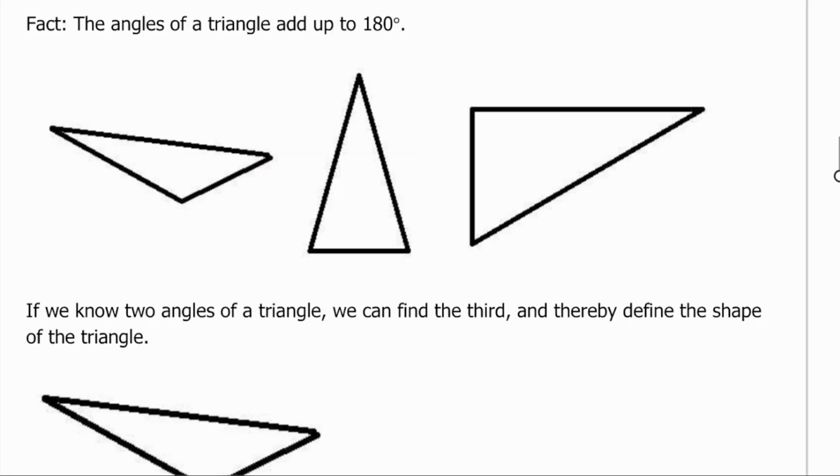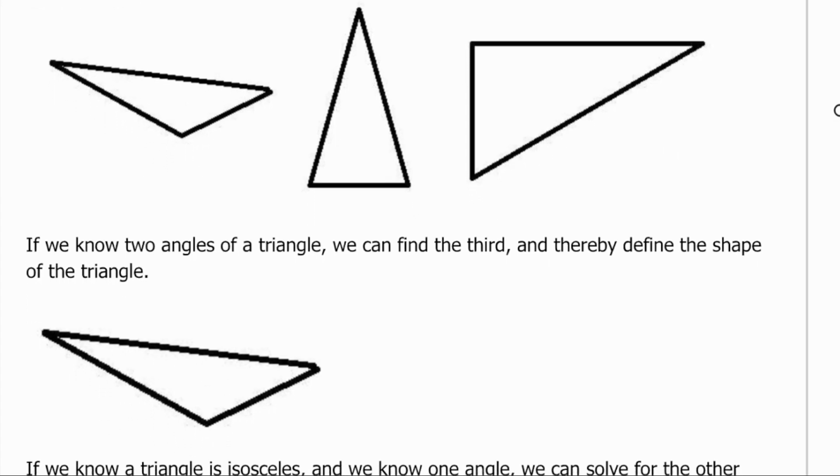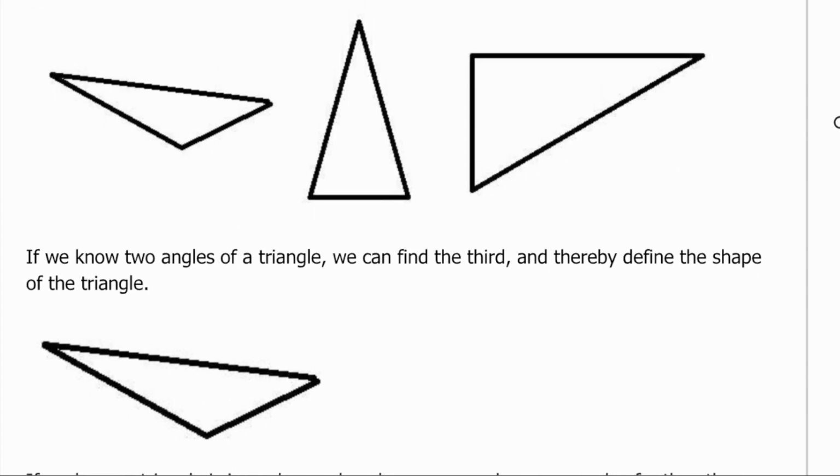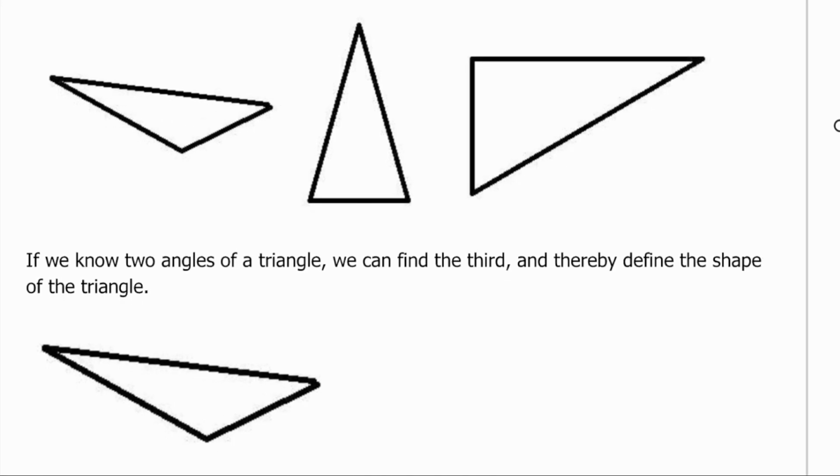But to get there, I think we need to start all the way back to the basics. So I need to remind you that the angles of a triangle add up to 180 degrees. And if we know two angles of a triangle, we can find the third and thereby define the shape of the triangle, right? So if we know that the two acute angles of this triangle right here are 20 and 40 degrees, then we could find x by solving an algebra equation.